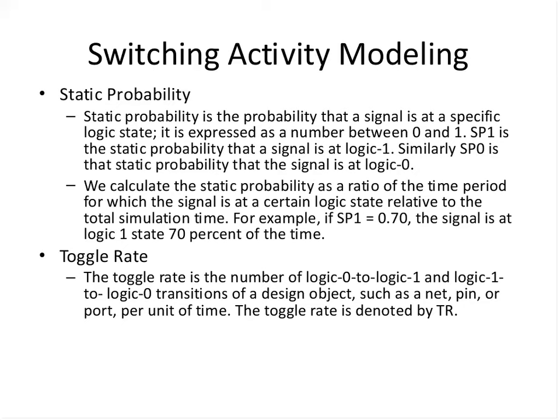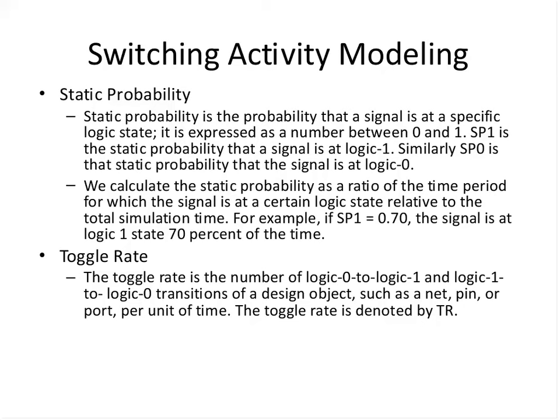Now how is switching activity modeled? There are two very important factors at play here. One is known as the static probability. So static probability is the probability that a signal is at a specific logic state. Please understand that dynamic power is both state and path dependent. So Power Compiler should first know what state the signal is in, right? This affects dynamic power, and it also affects the leakage power, because leakage power again is also state dependent.